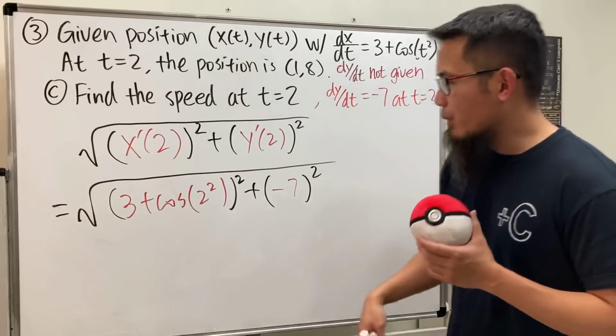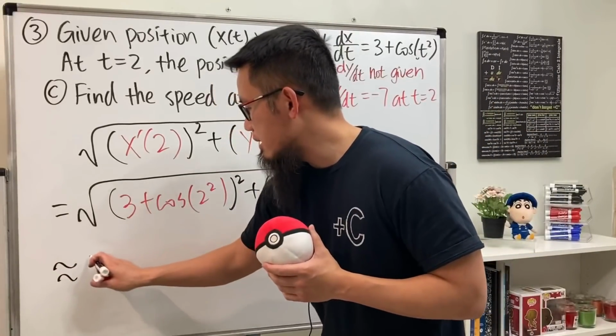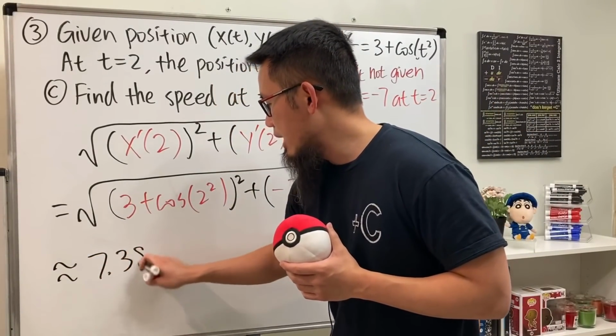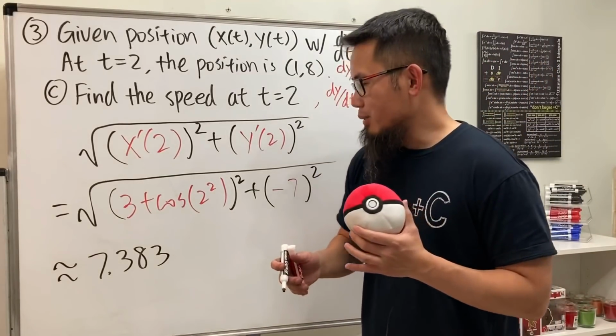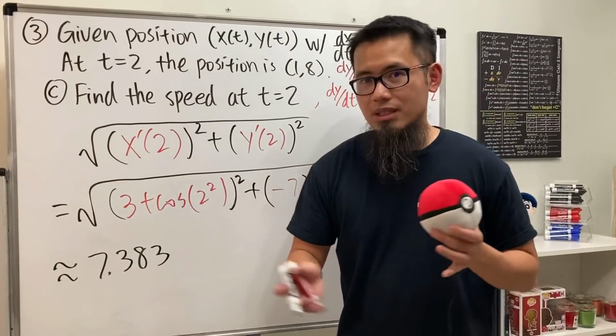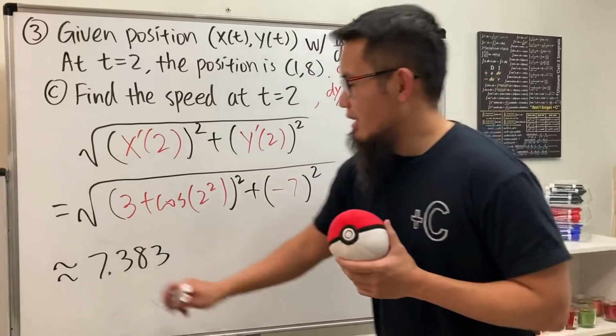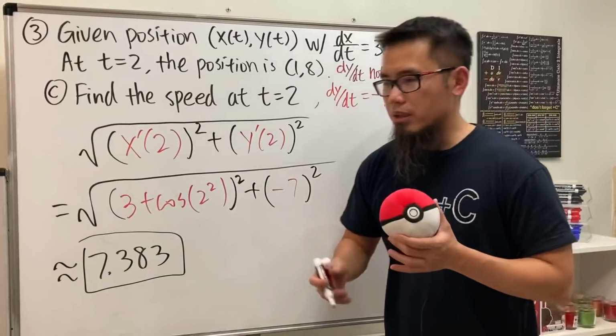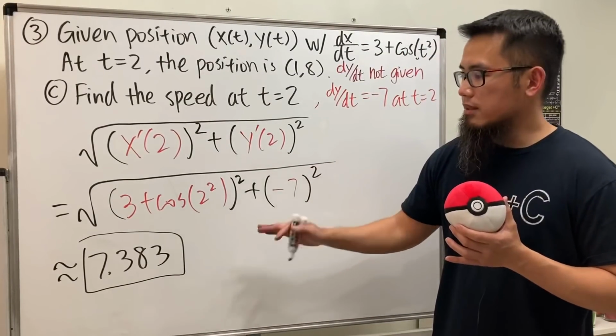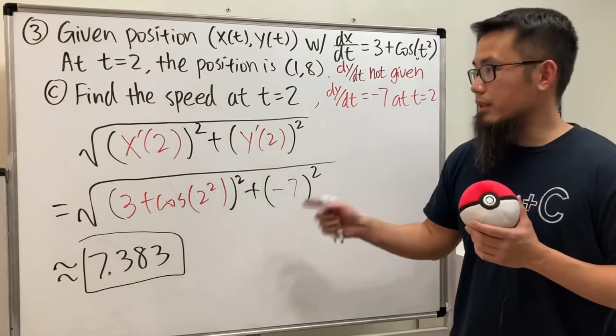Again, use the calculator to do this. You get approximately 7.383. And according to the answer key, you don't have to put down the unit because the unit was not given. So this is it. But remember, this is the speed, so if they have a unit, then it will be distance over time. Yeah, so that's part C.